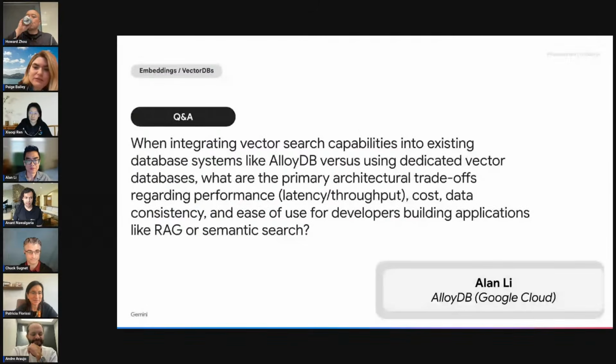Next question for Alan. So when integrating vector search capabilities into existing database systems like AlloyDB versus using dedicated vector databases, what are the primary architectural trade-offs regarding performance? So things like latency and throughput, cost, data consistency, and ease of use for developers who are building applications like RAG or semantic search. And also for folks in the audience who might not have heard of AlloyDB before, if you could just give a couple of sentence description of what AlloyDB is and why it's useful.